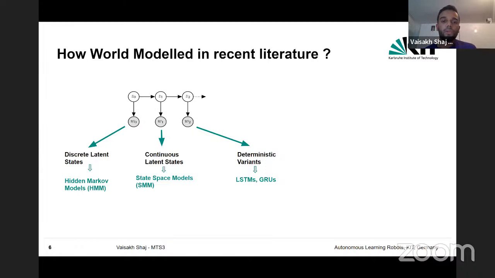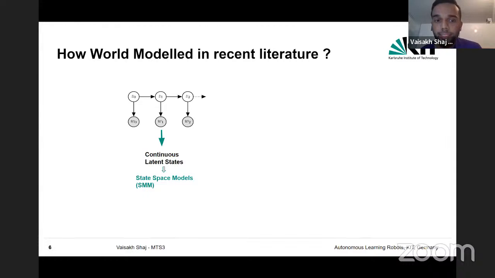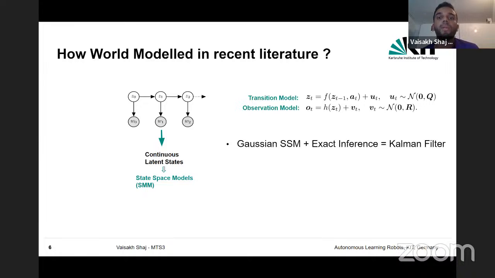I'm going to focus more on continuous latent state models or state space models, because these are extensively used in recent literature for world models. Also, I'm going to talk more about robotic dynamical systems, which are more continuous. So I'll be talking about state space models in general. But a fun fact: if these random variables are Gaussian, and you can perform exact inference on this, it is what we call a Kalman filter. So just putting it out there.